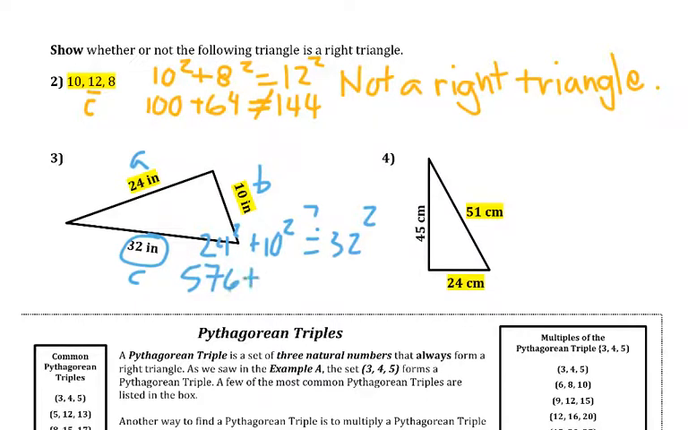So 24 squared equals 576, and 10 squared is 100. So we're hoping that 32 squared is 676. Now we put it into our calculators, 32 squared, and we get 1024. So again, this is not equal to, put my slash through, so not equal, so we say this is not a right triangle.